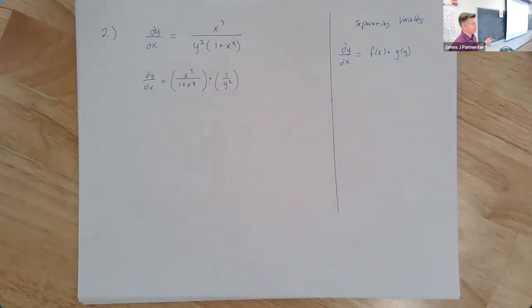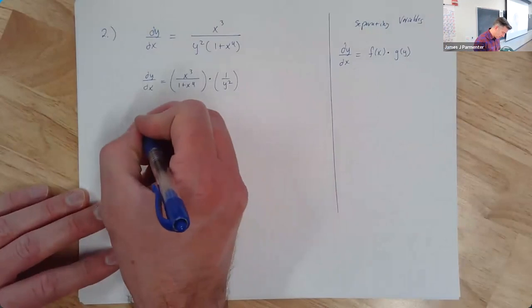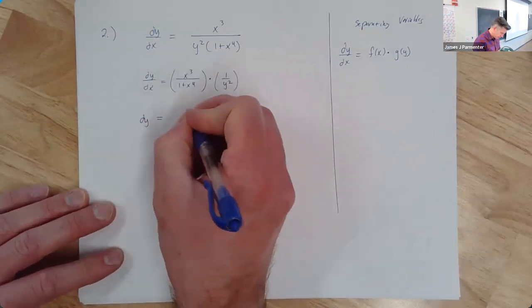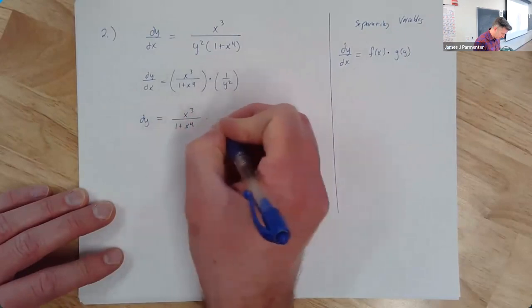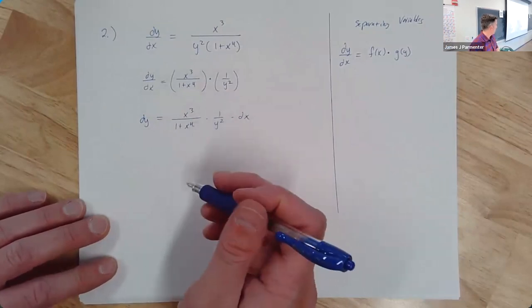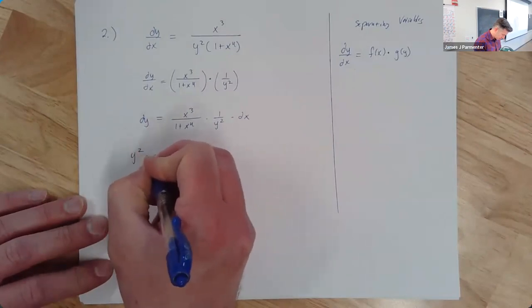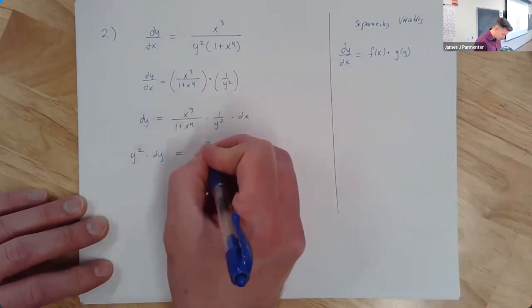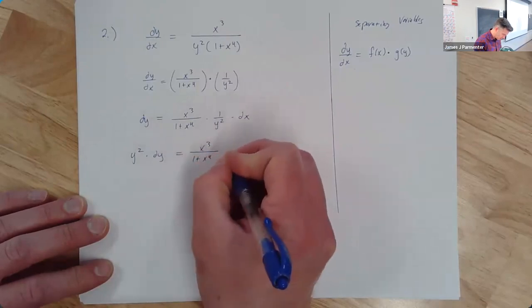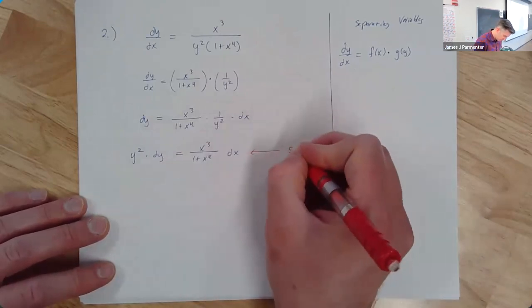Because what has to happen to be able to make this work is the dy and the dx have to both not be in the denominator. Since dx is in the denominator here, it needs to come up over here. So we could say dy is going to equal x cubed over 1 plus x to the fourth times 1 over y squared times dx. And I better multiply both sides by y squared as well. So y squared times dy is equal to x cubed over 1 plus x to the fourth dx. And now we are at the stage where we have fully separated the variables.